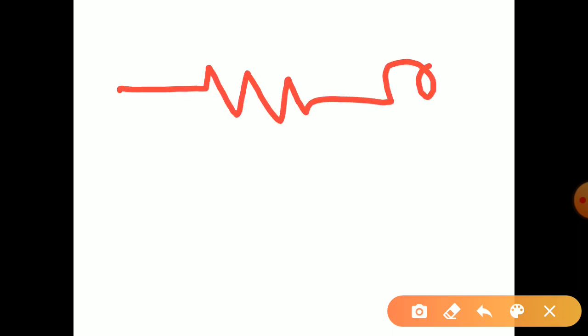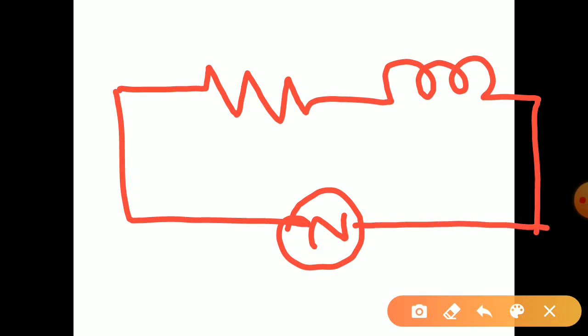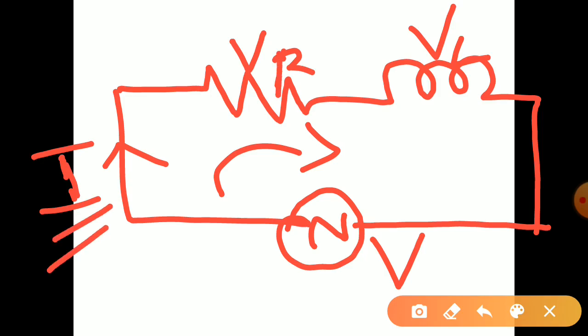Now if we have an RL circuit connected in series having a voltage source applied through it, then the same current I will be flowing in the circuit. The voltage drop across resistor will be VR and voltage drop across inductor will be VL. Now if we need to draw a phasor diagram for this circuit, how can we draw? Remember, the current flowing through R and L will be the same current I.